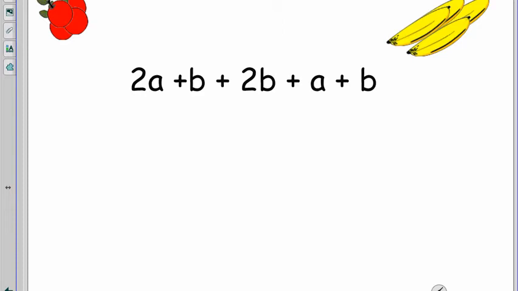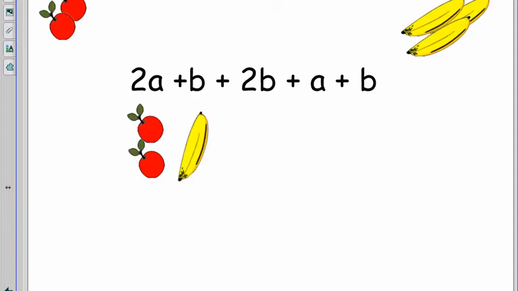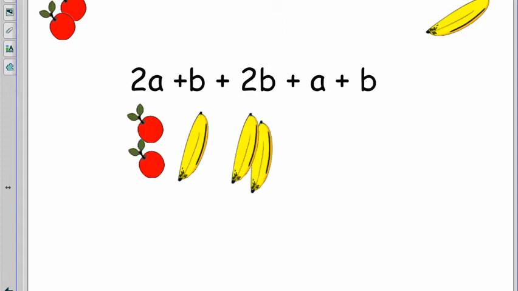So let's pretend that instead of 2 groups of a, 2 times a is 2 groups of a, I have 2 groups of an apple, 2 apples. And instead of b, I have 1 banana, 1 group of a banana. And then the next term is 2b, or 2 groups of b, and we'll call that 2 bananas. And then 1a, or 1 group of a, an apple, and then 1 group of b, a banana.